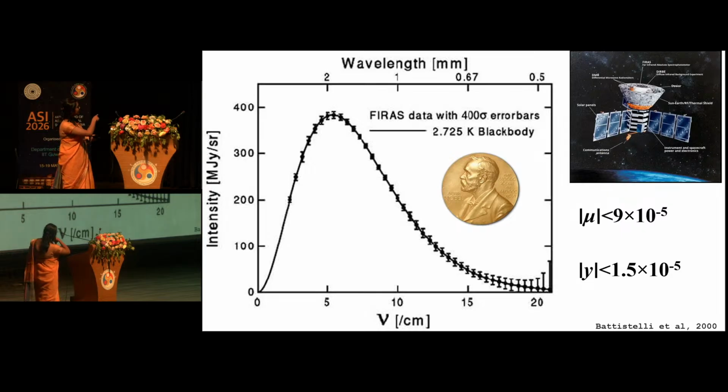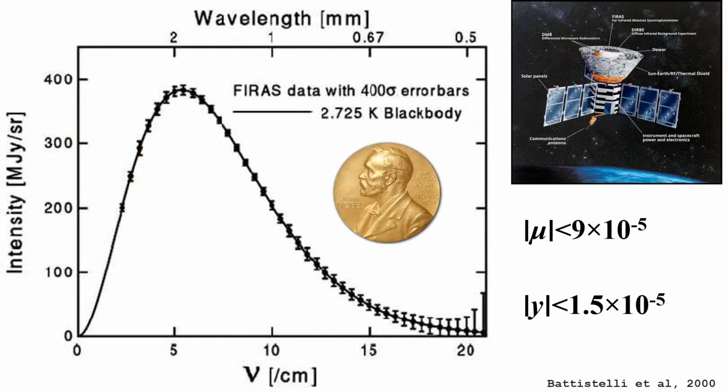So this is the plot of intensity versus frequency of the CMB spectrum, and you can see that it follows the curve of a black body nearly perfectly. I think this is to date the most perfect natural black body, and the error bars here have been blown up by 400 times just so that we can see them on this plot. And this measurement of the anisotropy and spectrum was awarded the 2006 Nobel Prize in Physics.